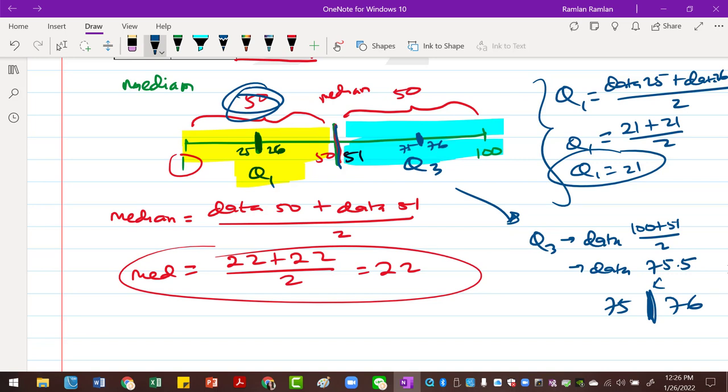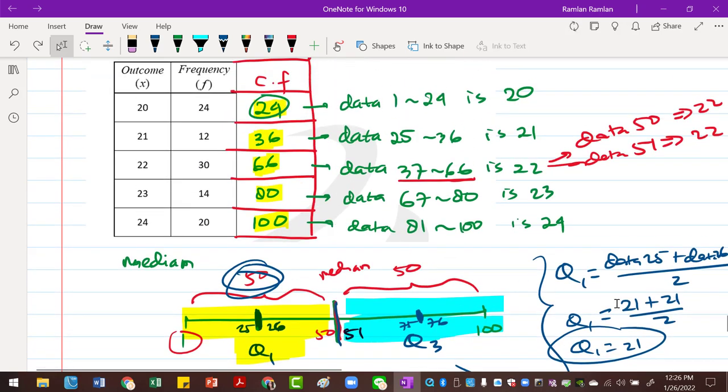And then you can do the same exact thing as when we found quartile 1. You find the value of data number 75 and the value of data number 76, and then you divide by 2. So let's go back here. Data number 75 is in here, right? And data number 76 happens to be in the same place, yes.